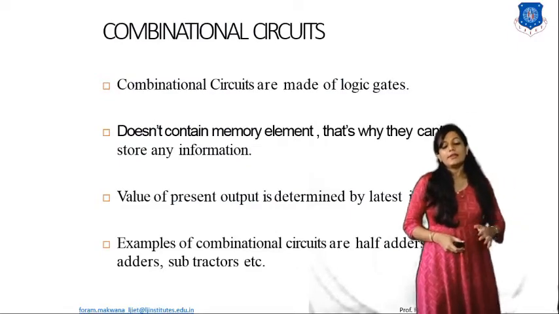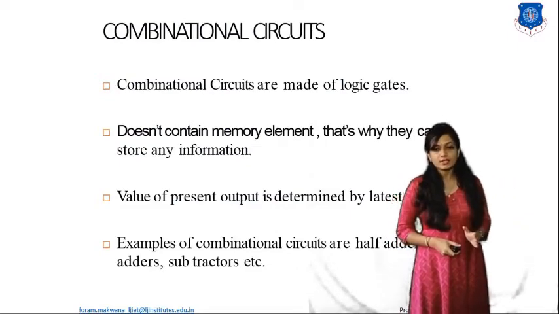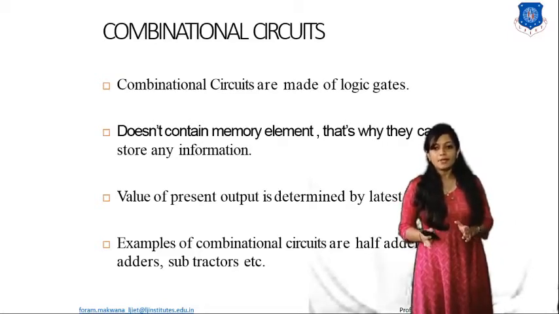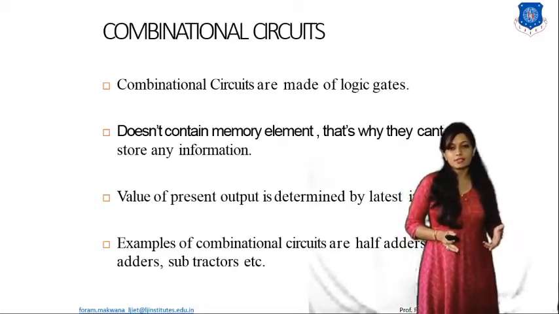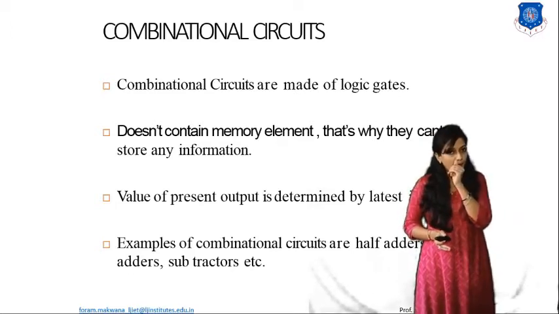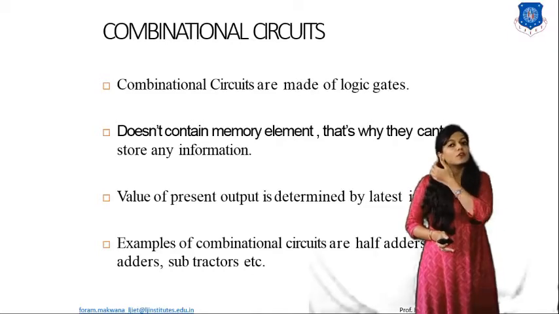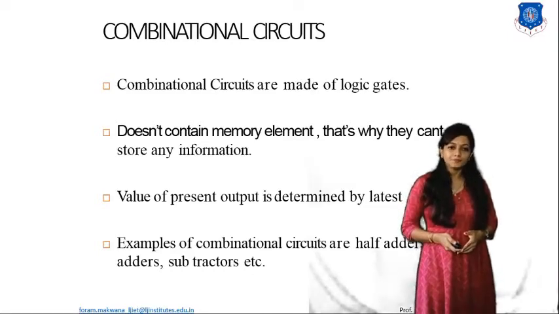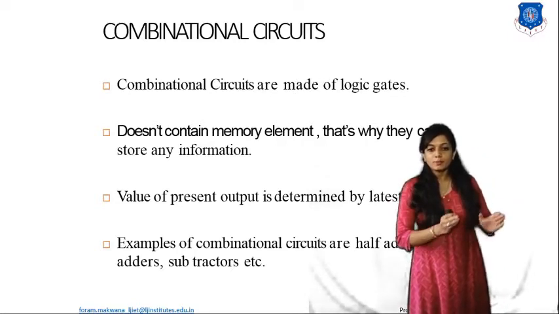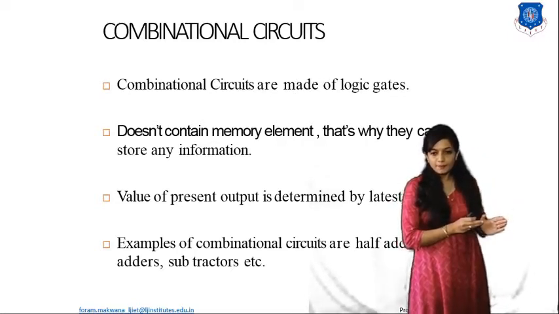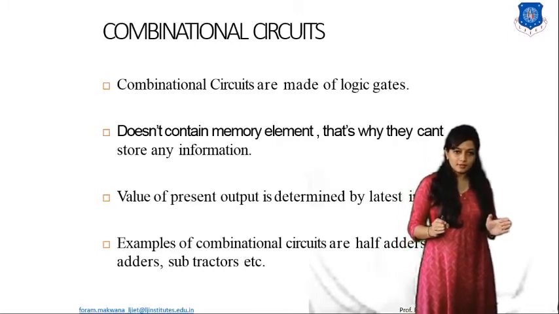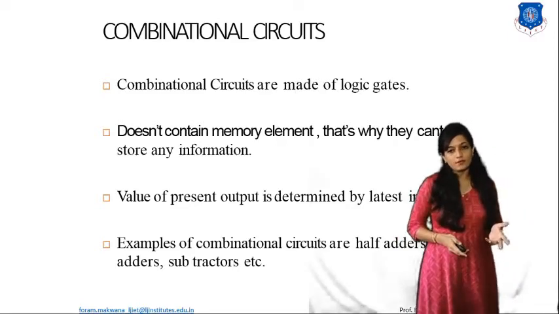First of all, as we have seen, combinational circuits have an output that depends only on the present state of the input rather than the previous states of the input. Alright, so they are made up of logic gates. As my output depends on the present state of the input, it does not contain any memory element. That's why they can't store any information.